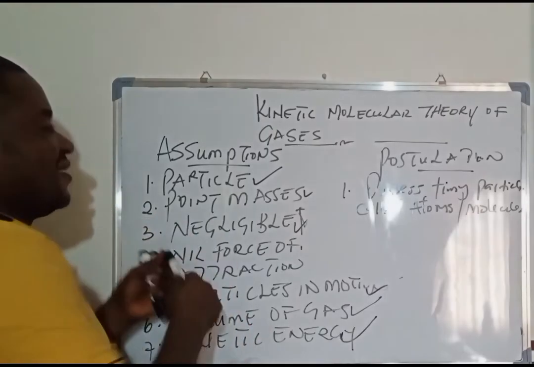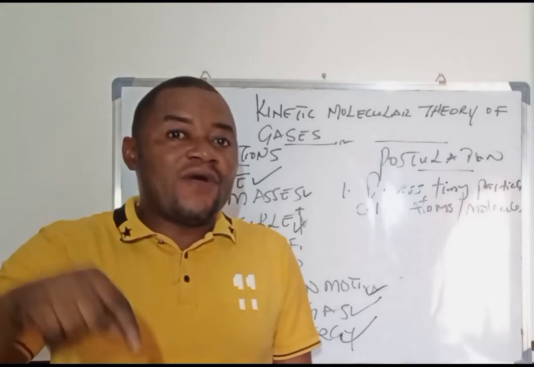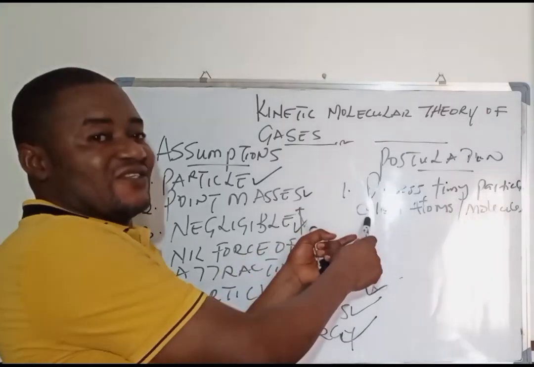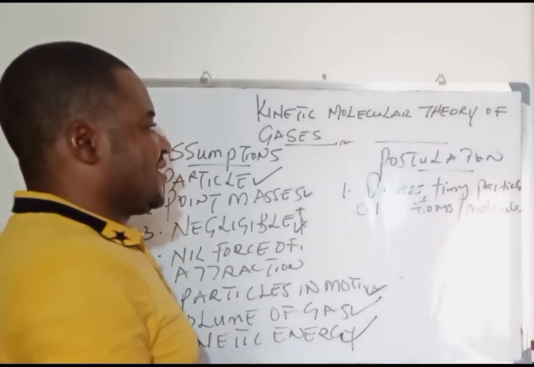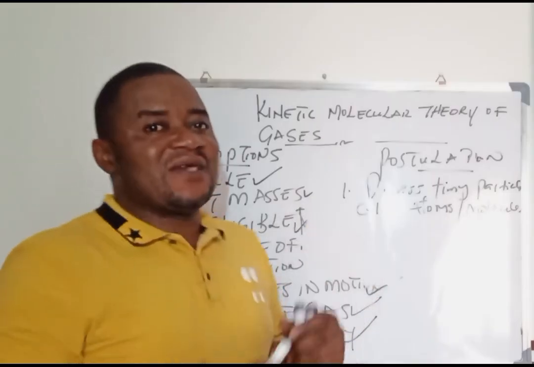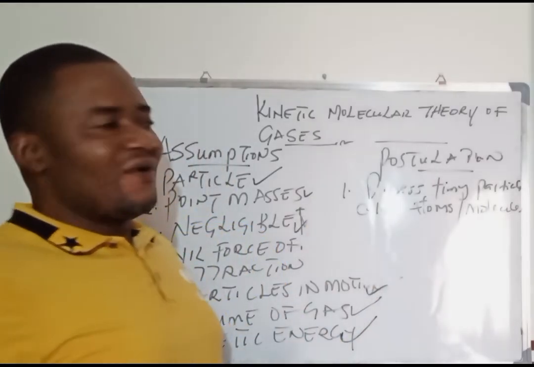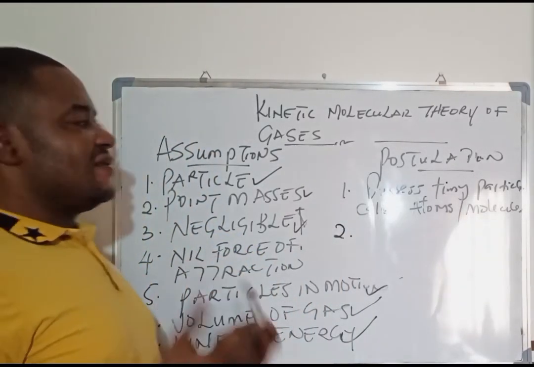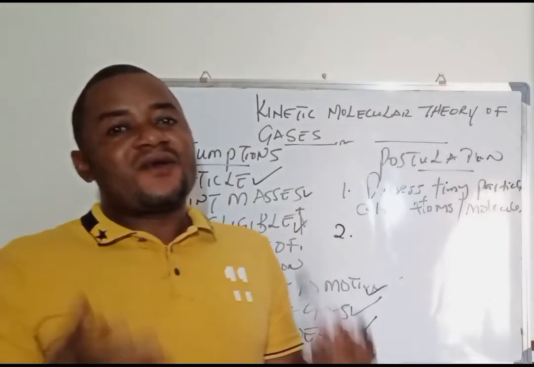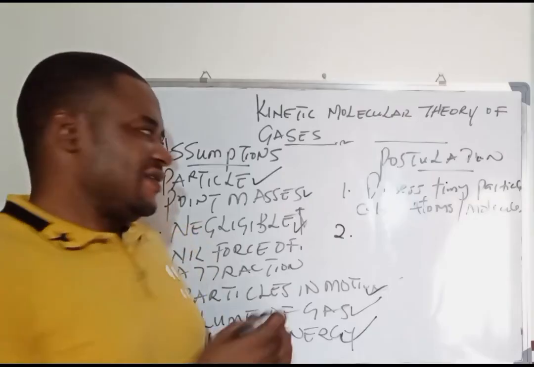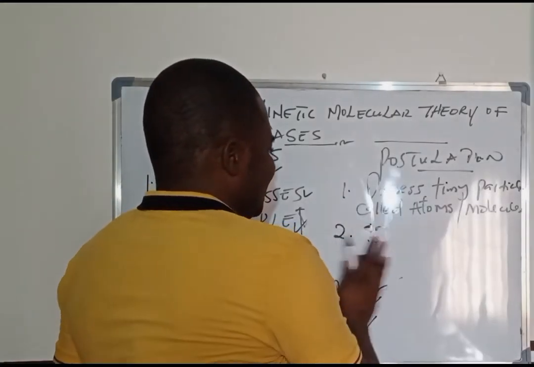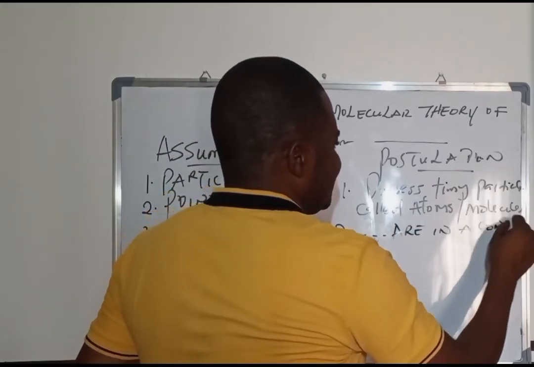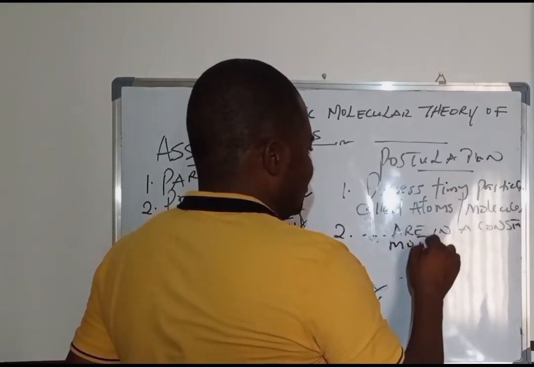And the second assumption was that these particles are tiny. They are like point masses, like dots. If you put these two together, they form the first postulation of the kinetic theory of gas, which says that gases possess tiny particles called what? Called atoms or molecules. And the second one is that the gases are in a constant what? Motion.